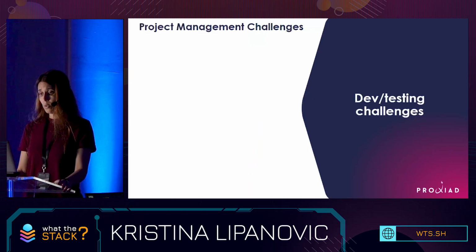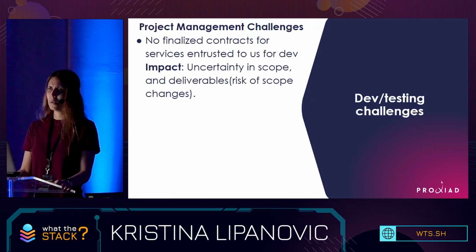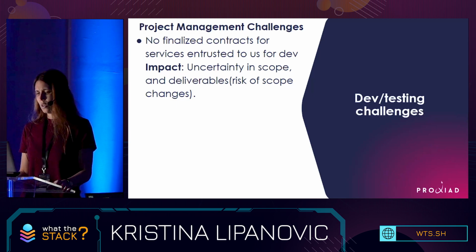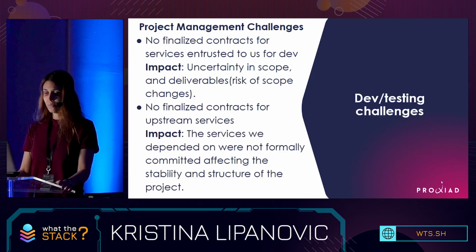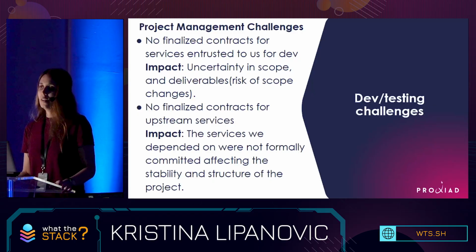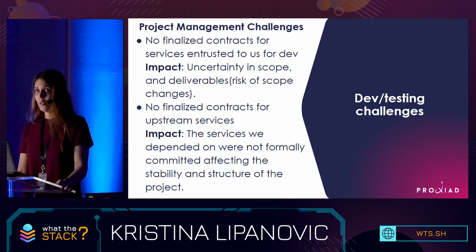The project management challenges are the following. For these, unfortunately, I'm just going to mention them, but we found some workarounds for how to solve them. We didn't have any finalized contracts for the services entrusted to us for development. So there was uncertainty in scope and risk of scope creep and changes. Also, no finalized contracts for the upstream services. As I said previously, we deployed workarounds for this situation where we actually define them ourselves.